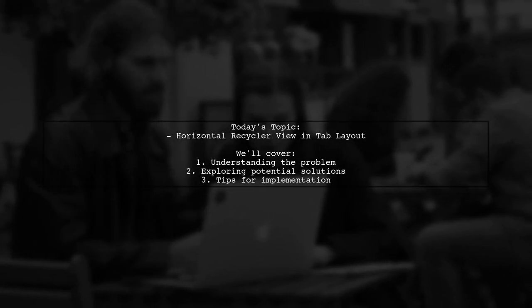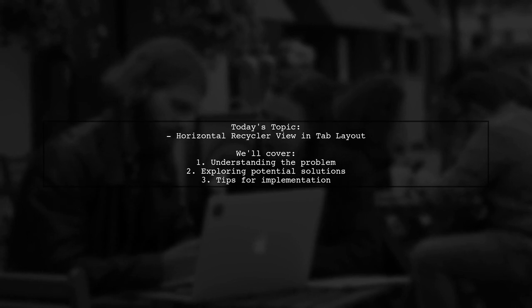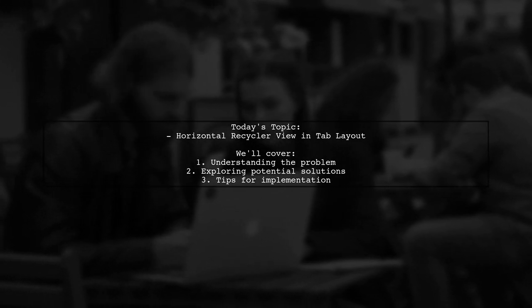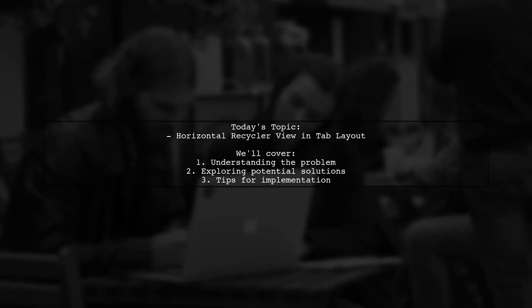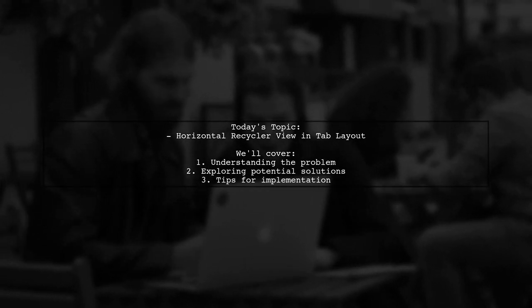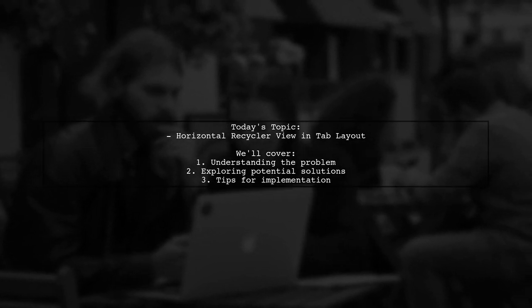Today we're tackling a tricky issue that many developers encounter when working with user interfaces. Our viewer has a question about integrating a horizontal recycler view within a tab layout. They've noticed that swiping the recycler view sometimes switches the tab instead. Let's dive into this problem and see if we can find a solution together.